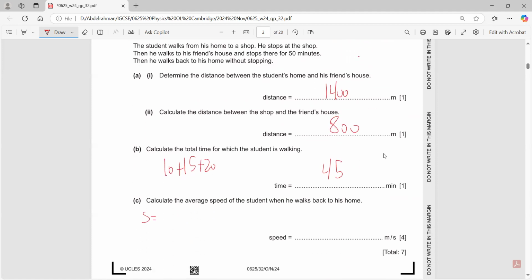So speed equals distance over time. The total distance was 1,400. The total time was 20 minutes. You have to multiply the minutes by 60 to find seconds, and then the speed would be around 1.1617. You can say 1.2, which is again correct. 1.17 or 1.2, they are correct.